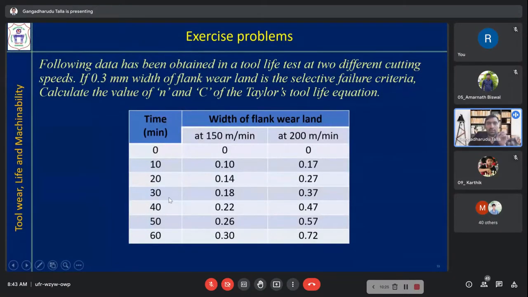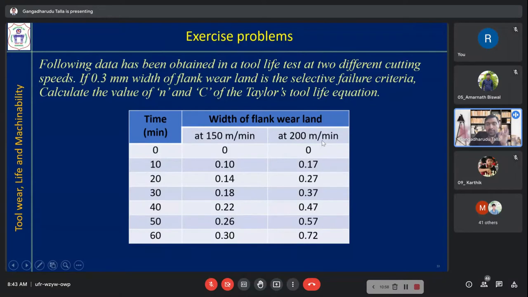Now we are taking the criteria of 0.3 mm flank wear. So where is 0.3 for the first speed? It is obviously 60 minutes. So for the first condition, that is if you are using 150 meter per minute, tool life is 60 minutes. That is the information. Now what about the other condition?